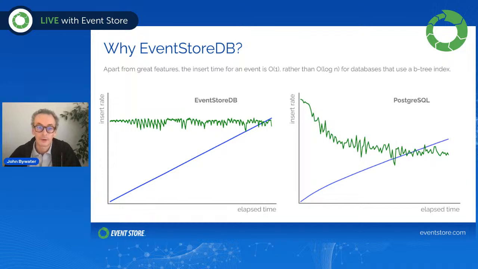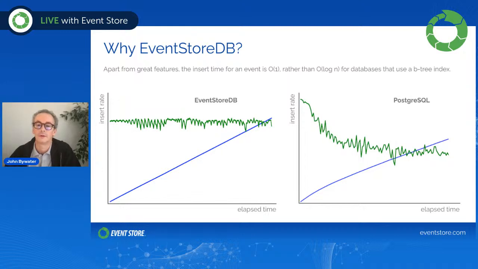So the big question is why EventStoreDB? For storing events, when there are lots of databases. Apart from the great features, one of the great qualities of EventStoreDB is that, to a good approximation, the insert time for an event is order big O(1) rather than O(log n), as it is for databases that use a big tree index, which means that as your volume of recorded events increases, the time it takes to insert another event is pretty constant.